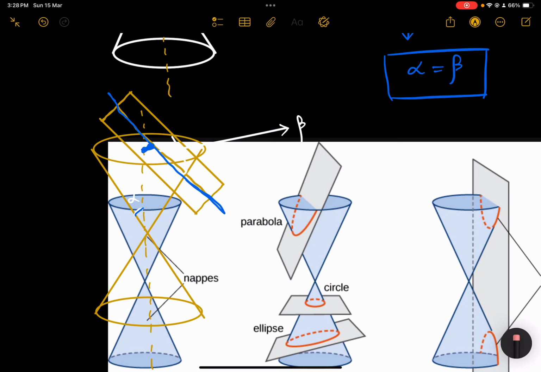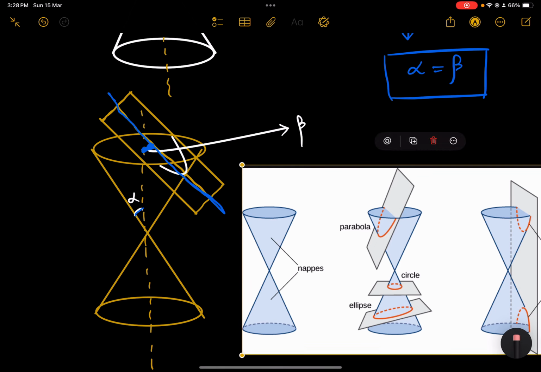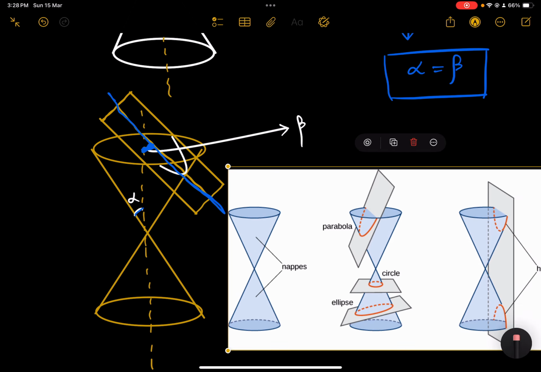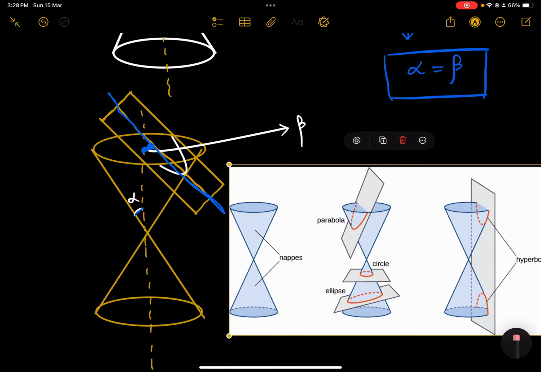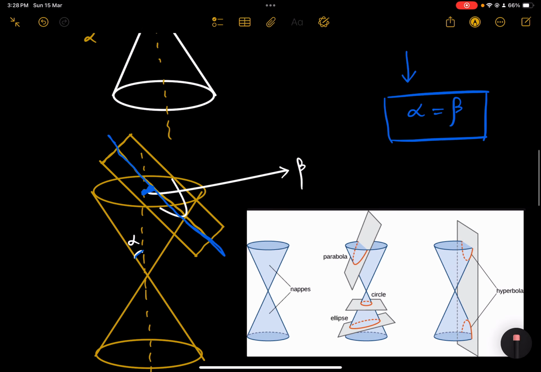A little bit of imagination is needed here. So if you want to clearly see these things, there are a lot of YouTube videos which you can pull out and see how the cut is happening and how the parabola is getting generated.